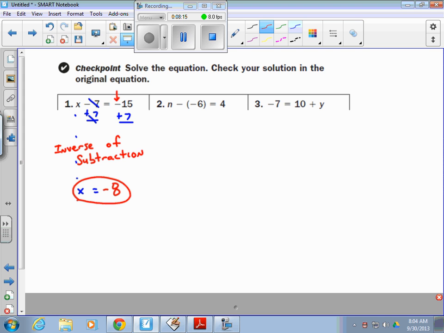For number 2, you have to simplify before you use the inverse of anything. It says n minus a negative 6. Remember, anytime you're subtracting, you're supposed to add the opposite. Minus a negative means plus a positive. That leaves you with n plus 6 is equal to 4. And all we did for that step was to subtract. We added the opposite.